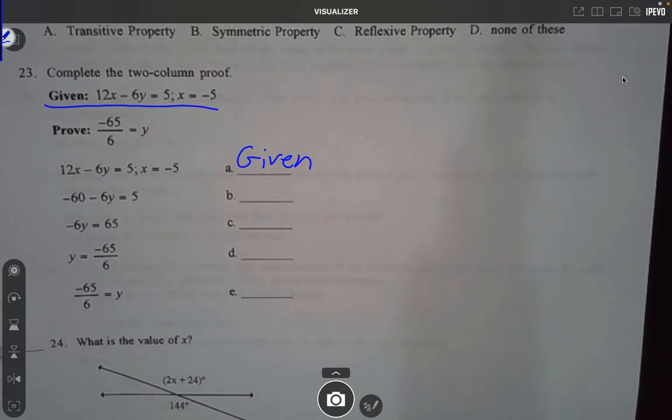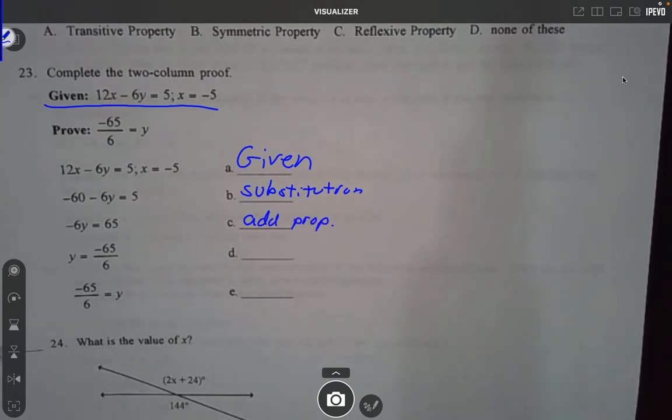Okay? Then the next thing, what did they do? Where did my X go? They substituted it in. They plugged it in, right? So that's called what? Substitution. That's what happened. You have to just look at the previous step. What happened? We plugged in X. Now, what happened from B to C? You added what? They added 60. Does everybody see that? So you're going to tell them, okay, that's addition property.